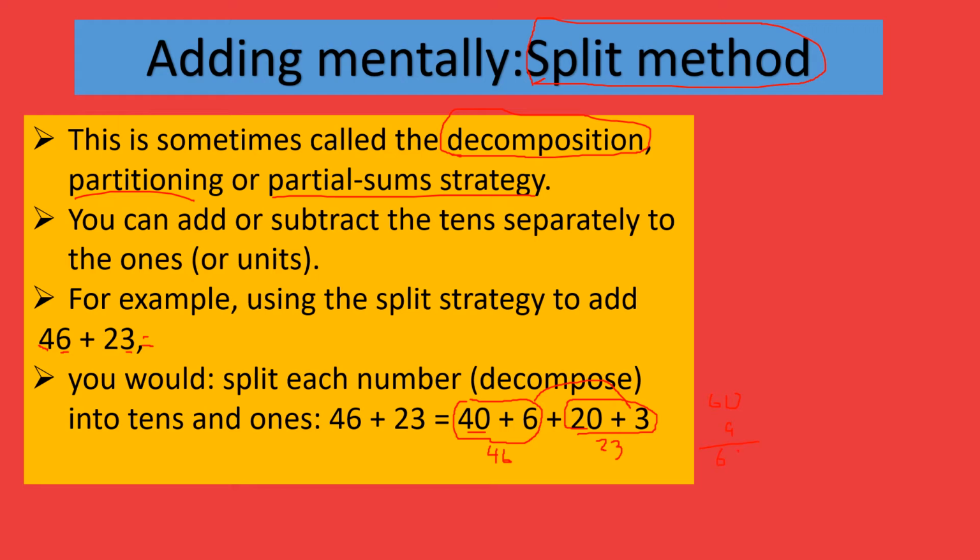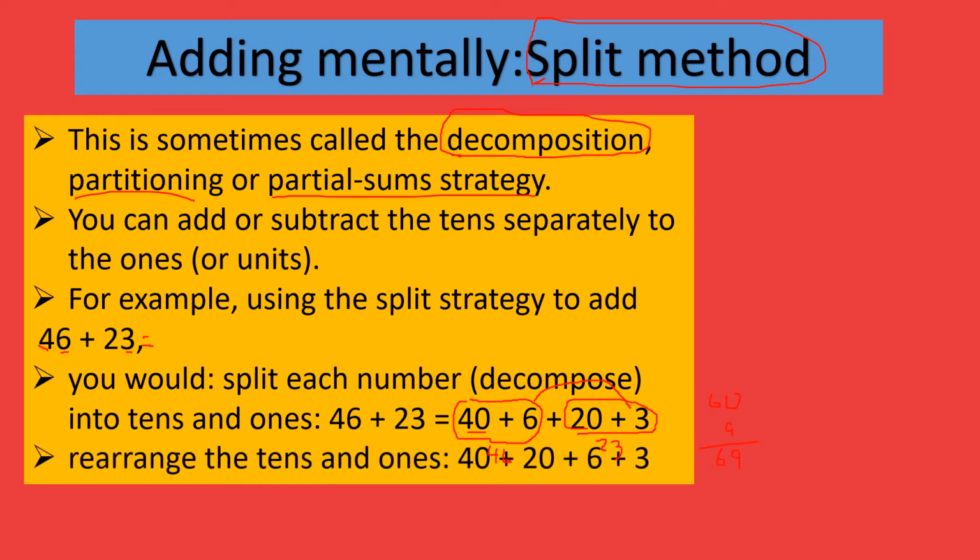So I didn't use any calculator, I worked it out in my mind. So rearrange the tens and ones just like what I did a while ago here. 40 plus 20 give me 60, and the 60 plus the 9 will be equal to 69. Okay, so that's quite easy.